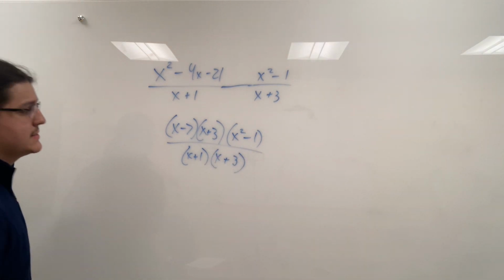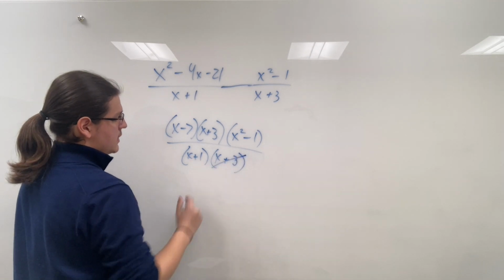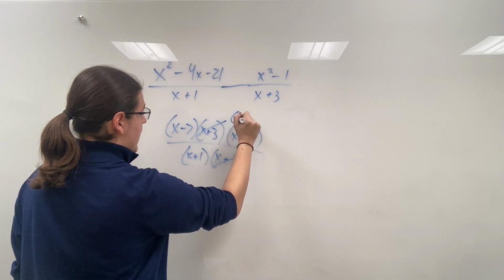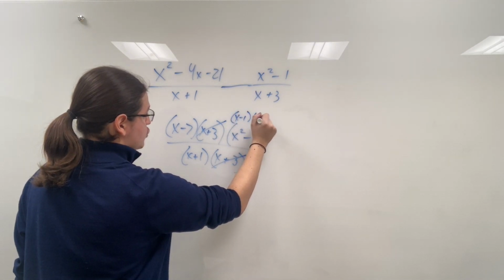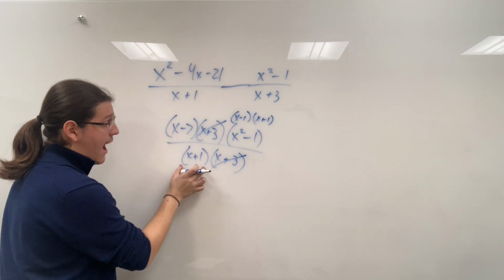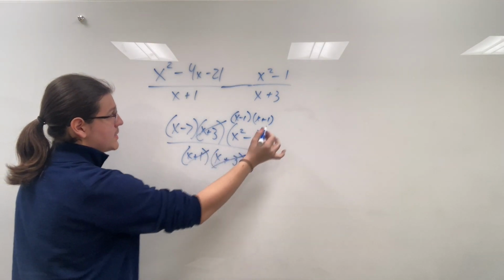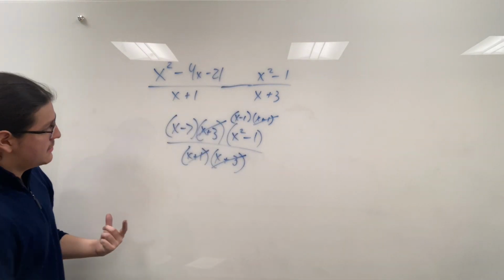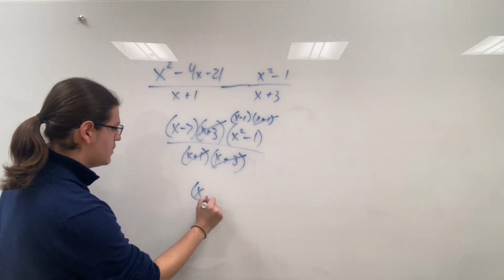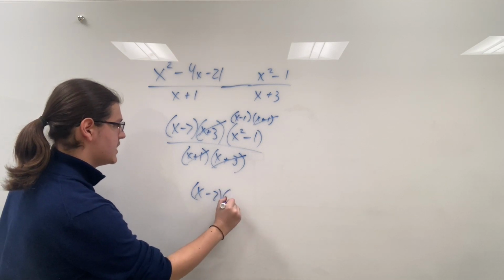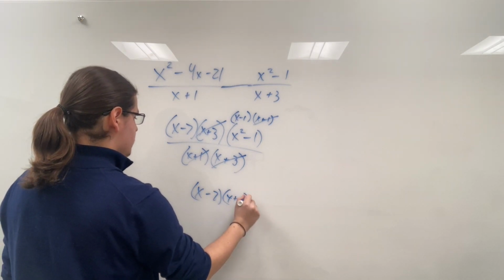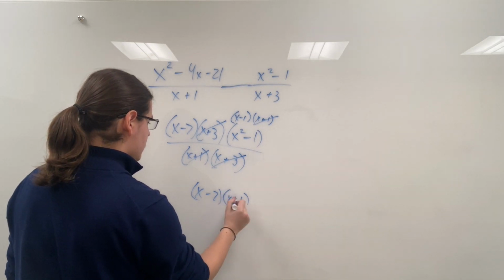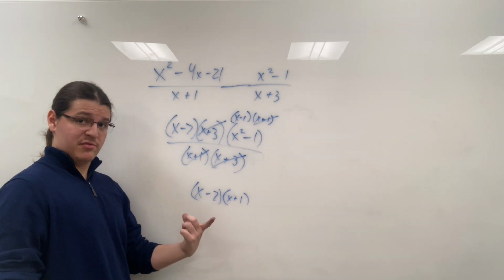And now, canceling time. x plus 3 cancels with itself. x squared minus 1, that's just going to be a perfect square, so we have an x plus 1 right here, and we can cancel that with the one in the denominator. So, simplified, this whole mess became x minus 7 times x minus 1. Very ugly looking. I'm not on my game today. Simplified.